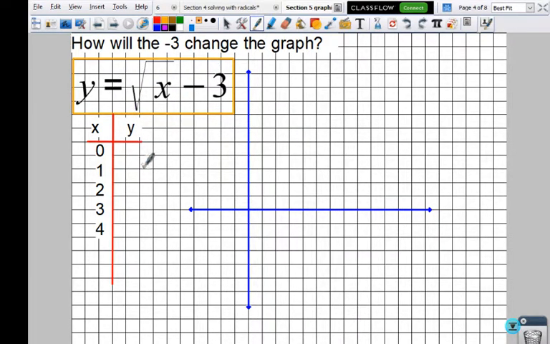We're gonna graph y equals the square root of x minus 3, and it's a little hard to see, but the minus 3 is outside the square root, right? How do you think this is gonna change from the original? Down. Well, let's find out. On your own, I want you to make a table and graph it on your own. Let's see if we're right. Let's see if this goes down 3.